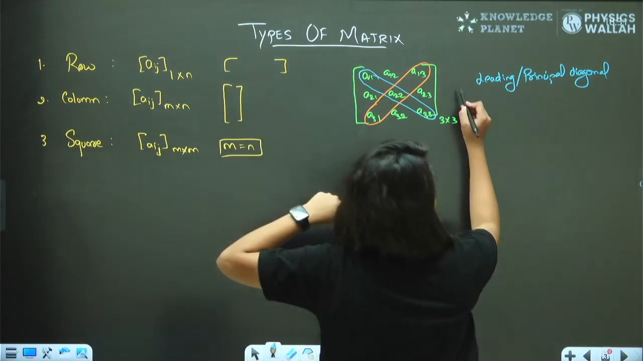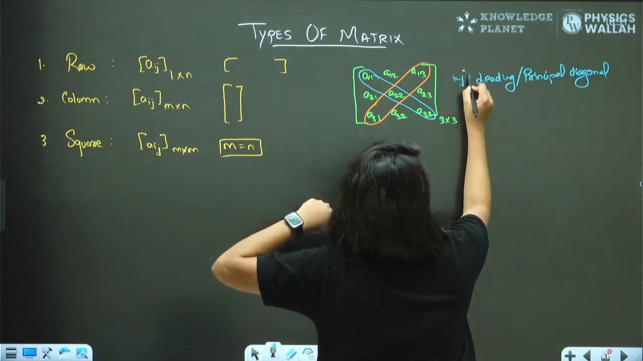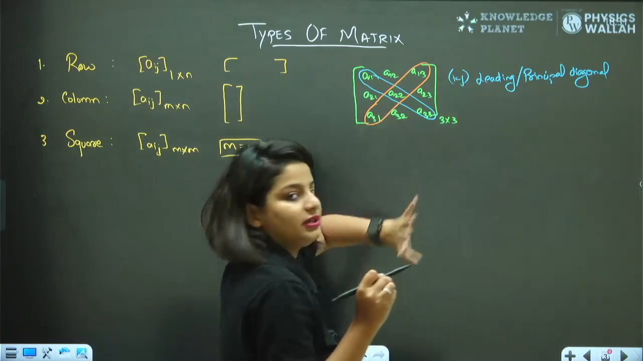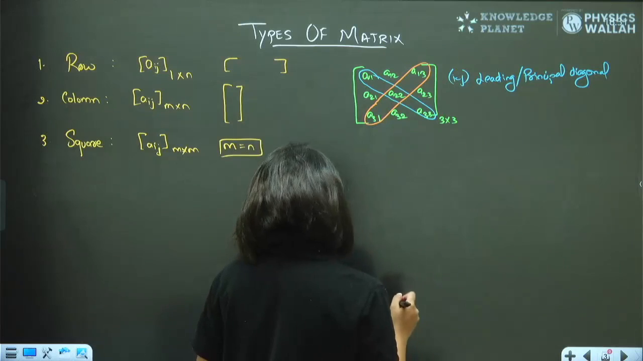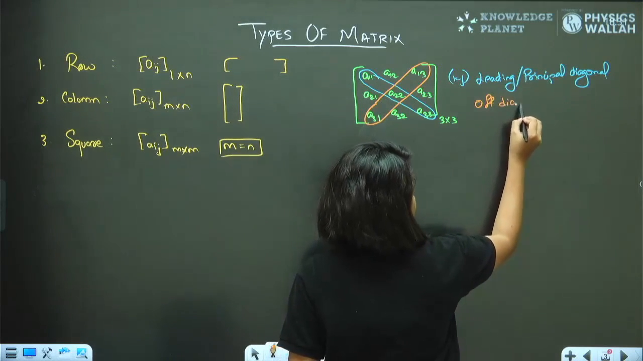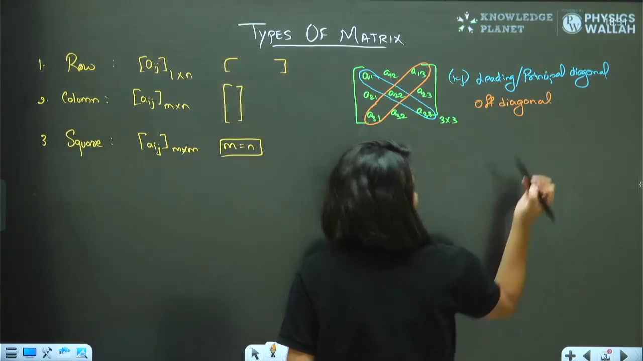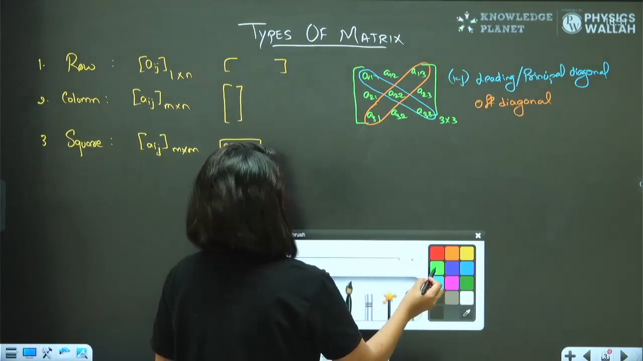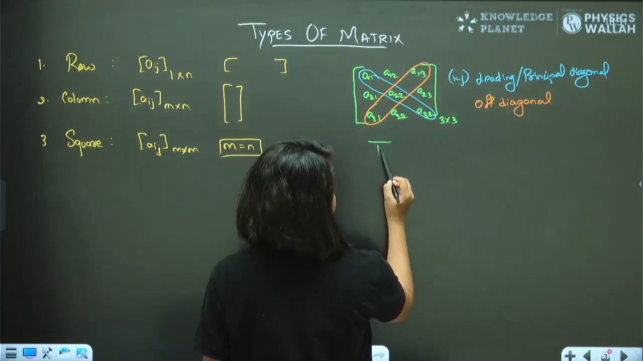Why is it called a leading diagonal? Because in that, i is equal to j: 1,1, 2,2, 3,3. The other one, the orange one, is called the off diagonal. Not the lagging diagonal, it's an off diagonal. Right. That also leads to one important thing.